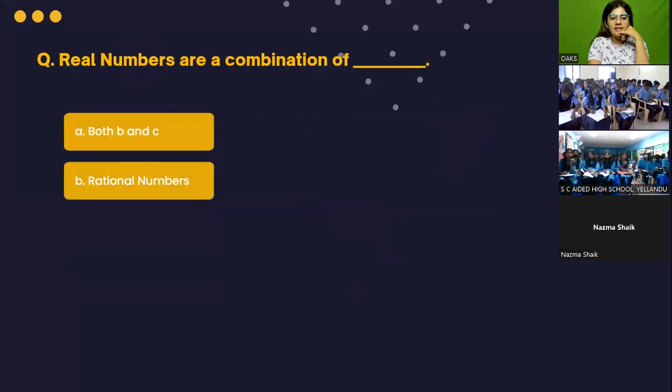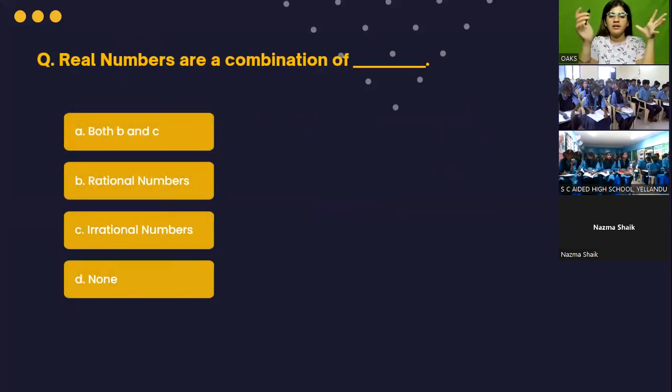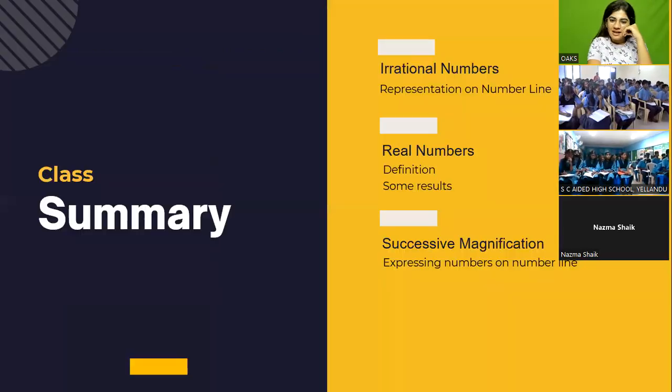Okay. So I think the last question is this. Real numbers are a combination of... rational and irrational. Great. So real numbers are a combination of B and C. So what will be the option? A option. A is the correct option.